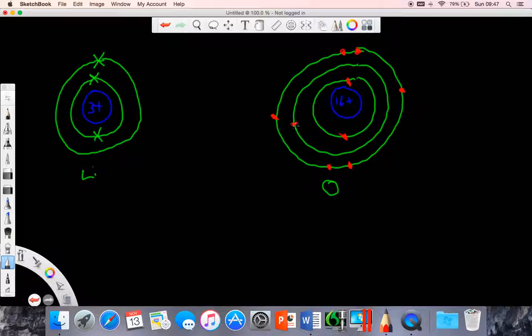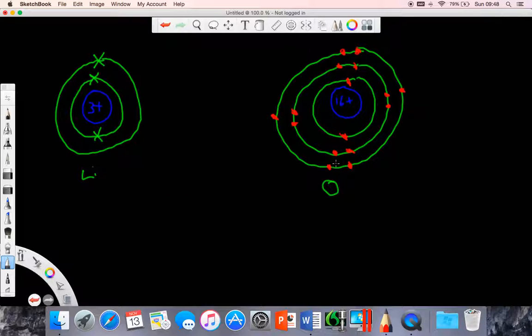What I would like you to do is pause this video, see if you can form the ions made by both oxygen and lithium. Then I want you to see if you could form an ionic bond between them. So pause the video now. When you come back, we'll go through it together. Okay, so hopefully you paused the video.